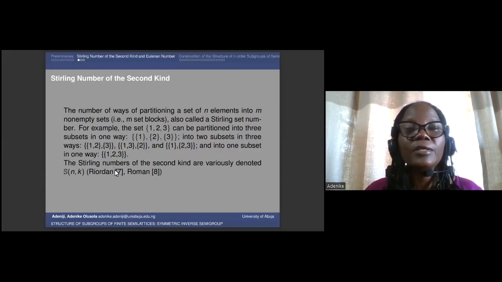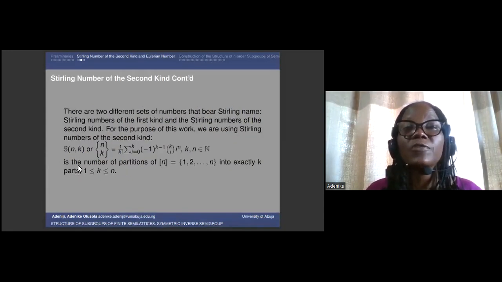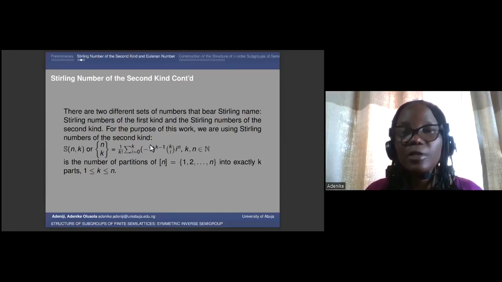And then the notation for Stirling numbers, as known, is this. There are 2 sets of numbers that bear the Stirling name, Stirling numbers of the first kind and second kind, but here we are using Stirling numbers of the second kind, and we can compute the numbers using this expression, as we can see here.